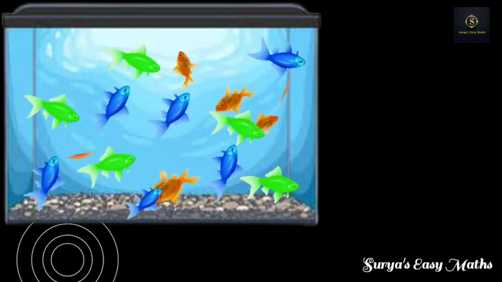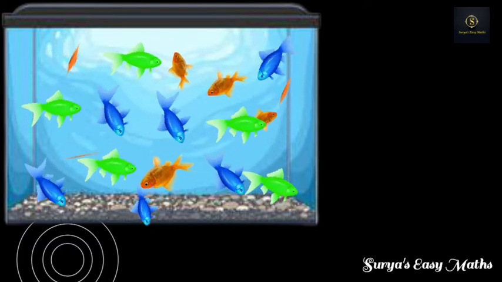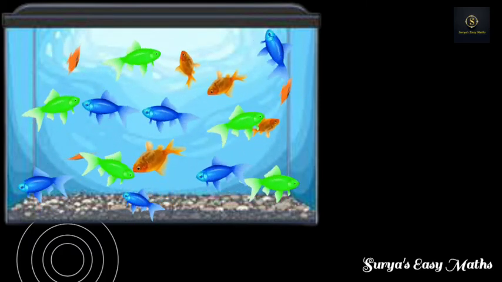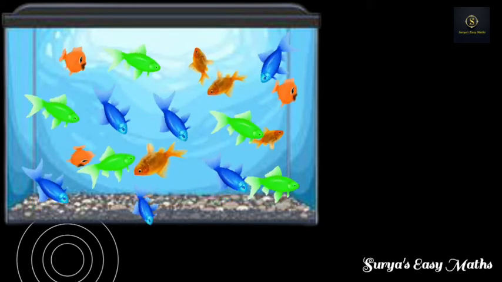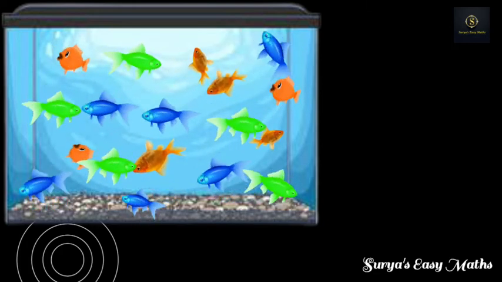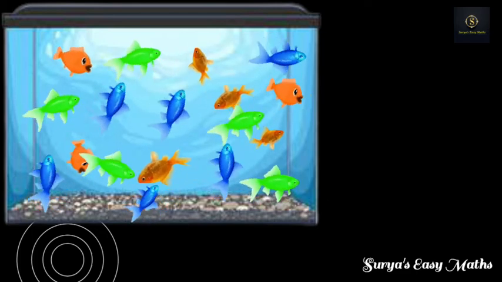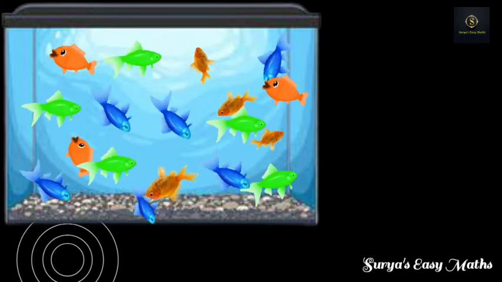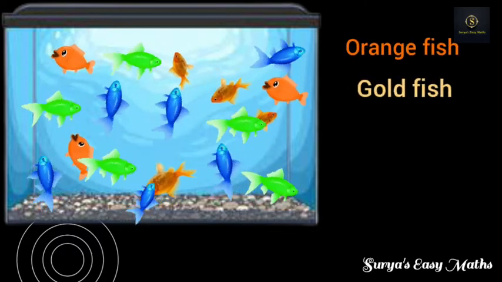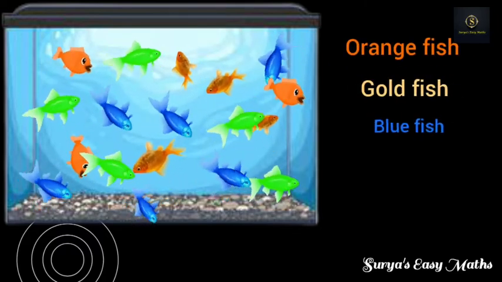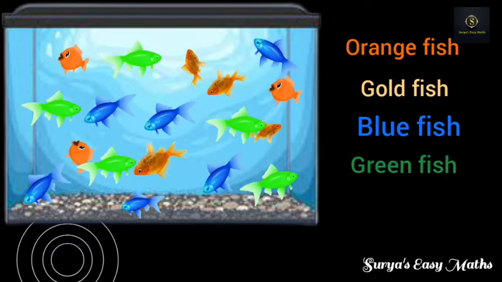Now see the another fish in the aquarium. It is of which color? Yes, it is a blue fish. Is there any other color in the aquarium? No. There are 4 types of fishes, that is orange fish, goldfish, blue fish and green fish.